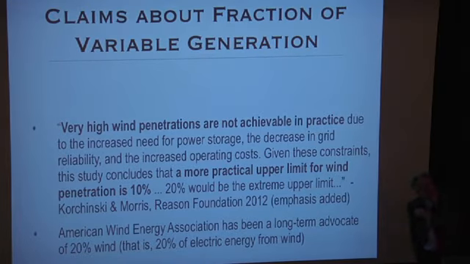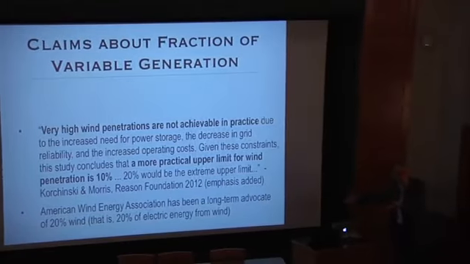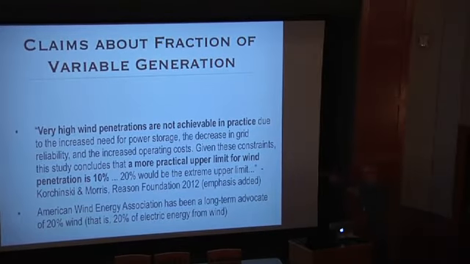The second bullet here is from the American Wind Energy Association. And they have been a long-term advocate for getting 20% of electricity from wind. So you've got this renewable energy organization saying the same thing as a shill sort of think tank, that 20% is a plausible upper limit for how much wind power in particular you can put on the system.